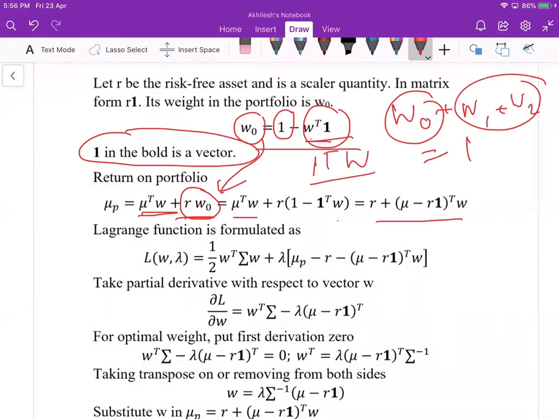R plus, you can just put together mu transpose W and 1 transpose W. You can have R plus mu minus R1 and then transpose, multiplied by this W vector. So mu is the matrix and R is the matrix form. Well, subtract and then take the transpose multiplied by this W vector. Okay, so the return on the portfolio you can write in this fashion.